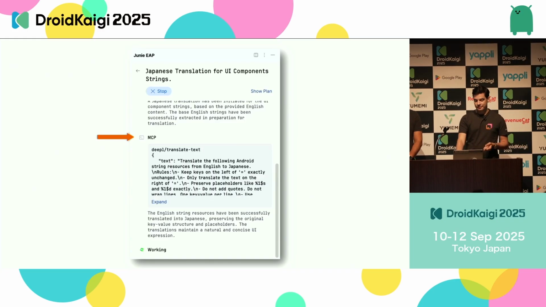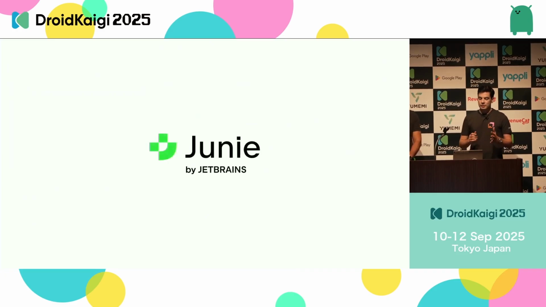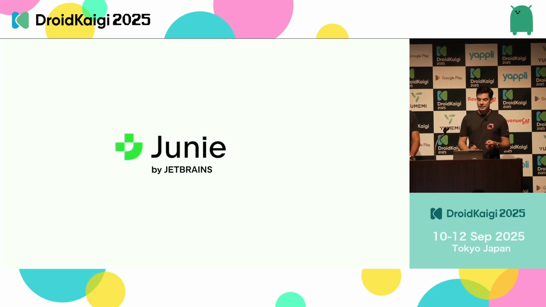Junie also has model selection available in settings. By default, it uses GPT-5, since that became available, but you can customize it to use a different model if you prefer.